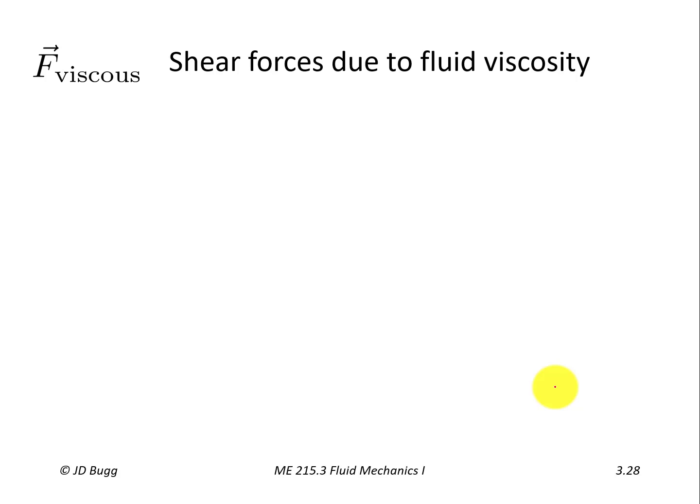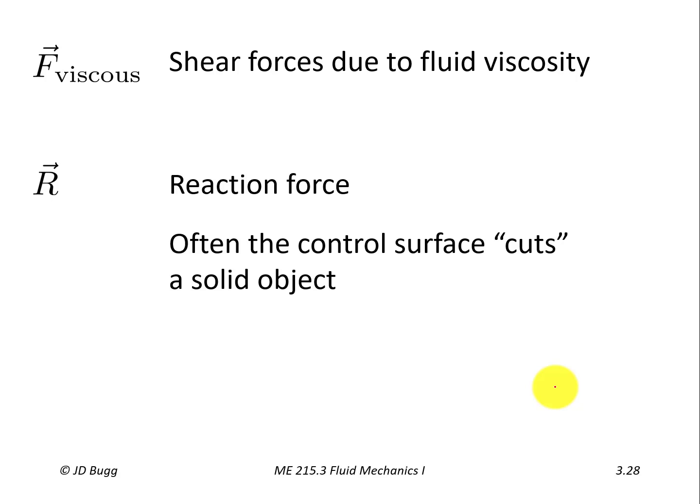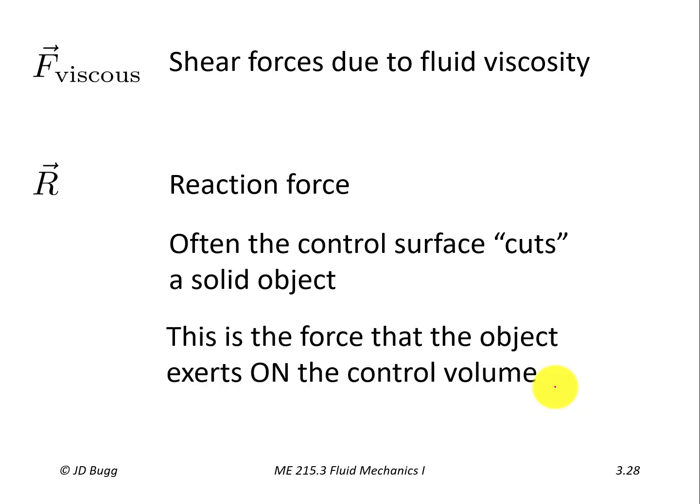Now the last member of the left-hand side of our equation, the sum of all of forces, is called a reaction force. So a reaction force happens when our control surface cuts through a solid object of some kind, as it often does. Not in every problem, but in quite a few of the problems we're going to look at. When we identify our control surface, we need to realize it's actually cutting through some kind of a solid object. So the reaction force is the force in that solid object that we need to take into account in our sum of forces. So it's the force that the object exerts on the control volume.